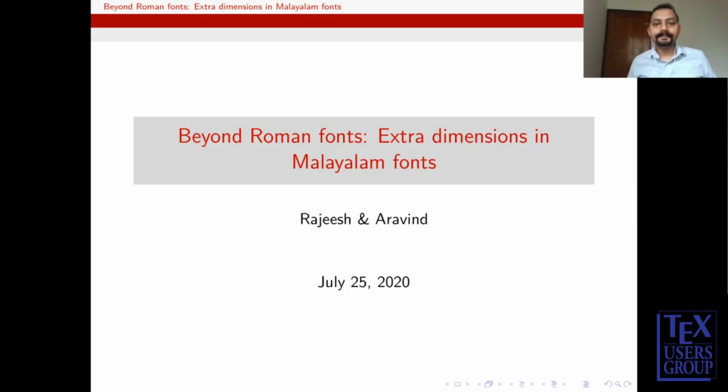Hello everyone. My name is Rajeesh. I have been using TeX since 2006. It's more than 15 years on and off. And I contribute to a lot of libre free software projects. And I also maintain a number of fonts for my mother tongue, which is Malayalam. And all the fonts that I maintain are also libre licensed, mostly under the Open Font License.